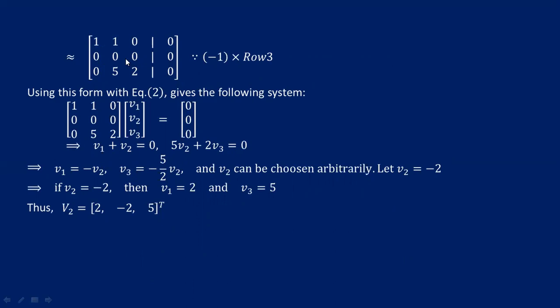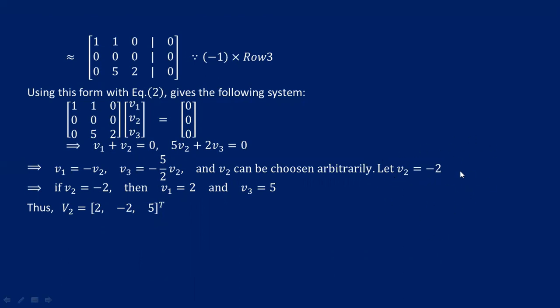So here v2 is an arbitrary element, a free variable, that we can choose. So 5 v2 plus 2 v1 is equal to 0. Let's choose v2 according to our choice. Let's say v2 is equal to minus 2. It is totally up to us.